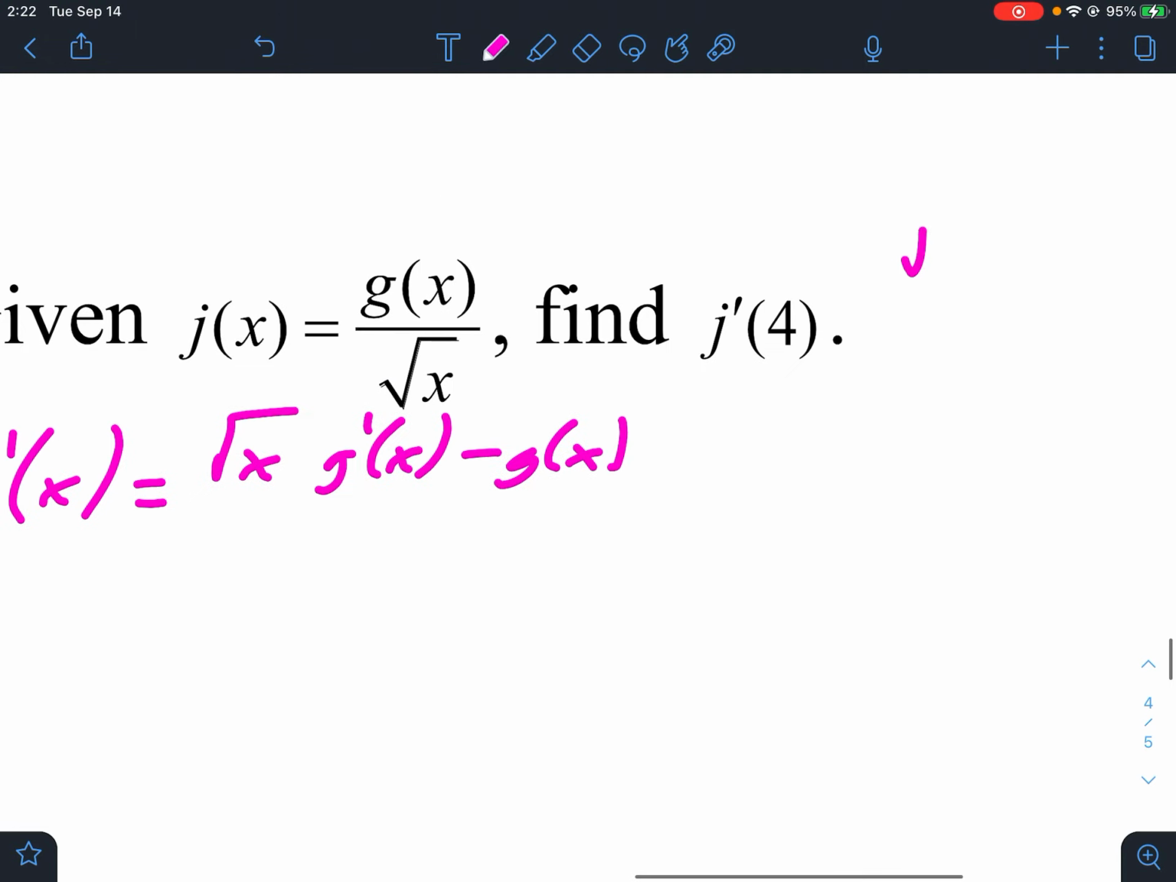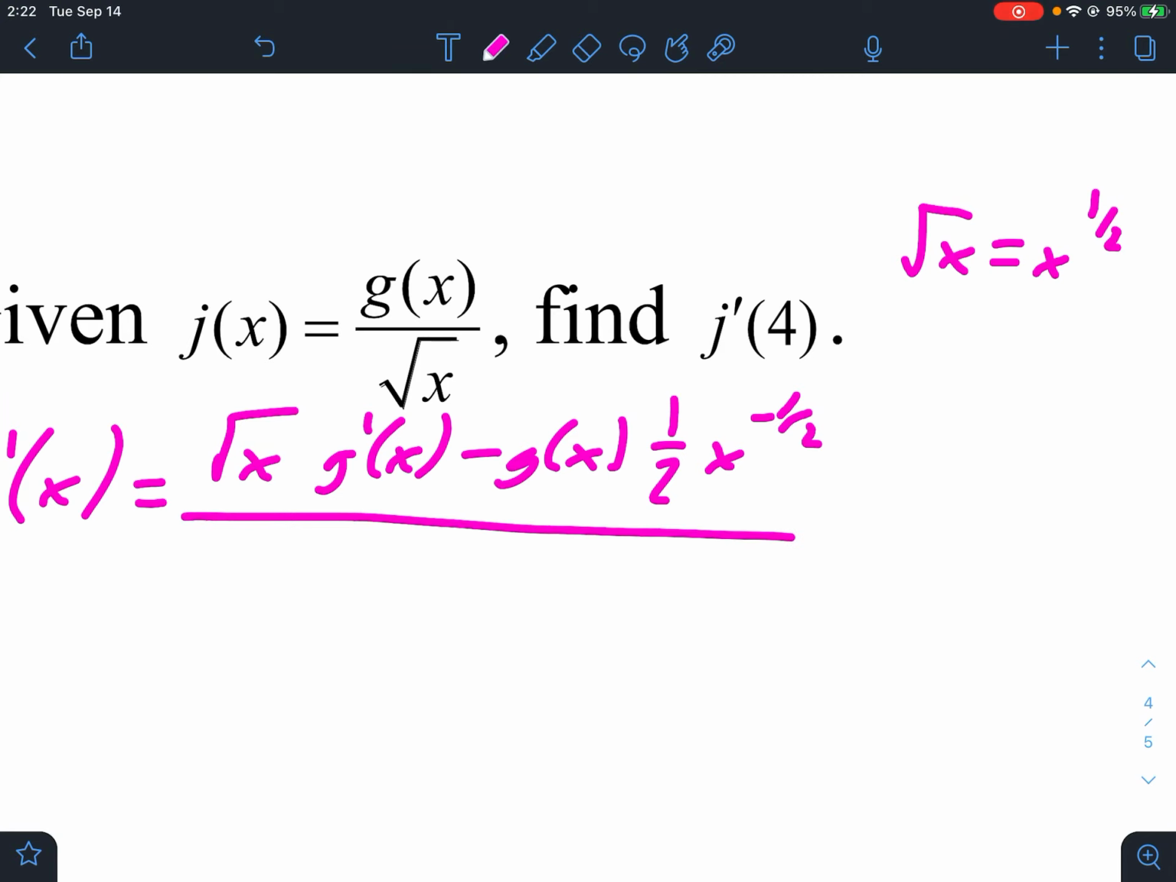Now, remember, the denominator is root x. And remember, root x is equal to x to the 1/2. So the derivative would be 1/2 x to the -1/2, all over the denominator squared.